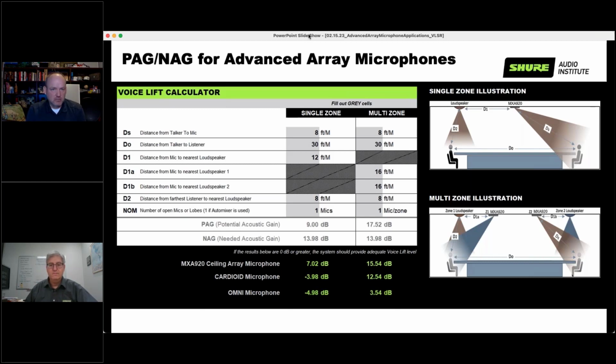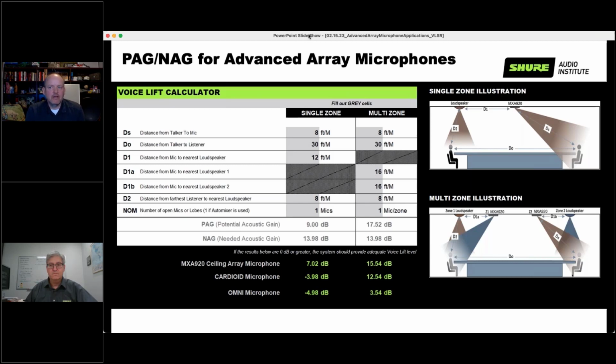Now, if we do a multi-zone where one end of the room is being amplified to the other end of the room and vice versa, because we've got that separation and that additional directionality from our MXA 920, we can actually accomplish about 12 dB more acoustic gain than we would get out of an omnidirectional microphone. So in this example, this room would work.